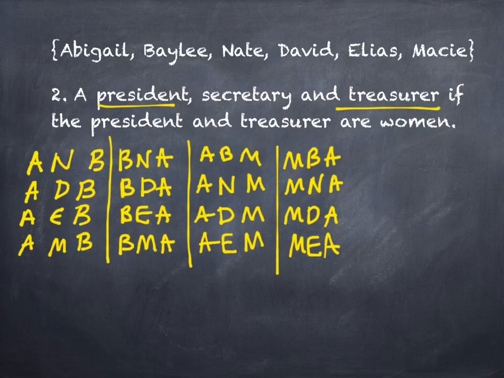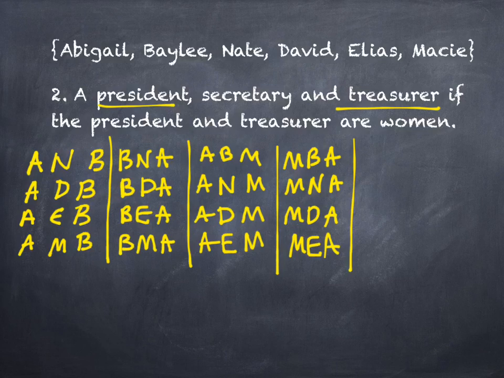And then I think I'm done with Abigail, right? I've listed every way that she can be president with every combination as her treasurer, Bailey or Macy. And then I've listed every way she can be treasurer with every combination of Bailey or Macy as president. What's the only thing I haven't done? Macy and Bailey together.